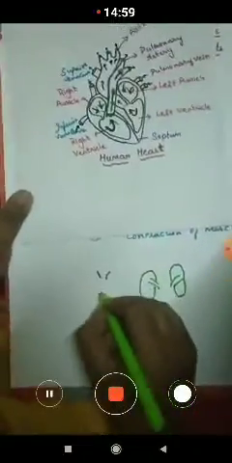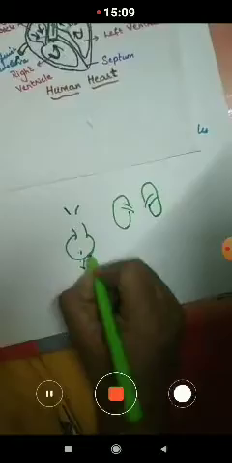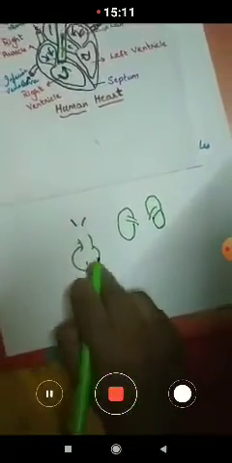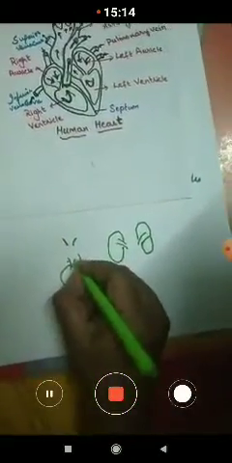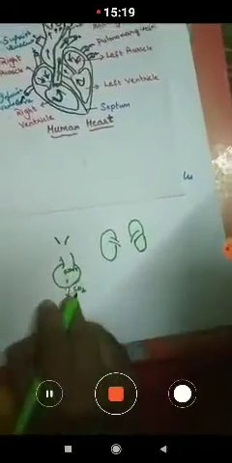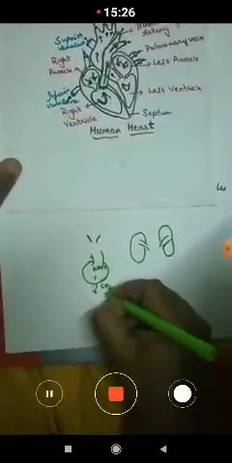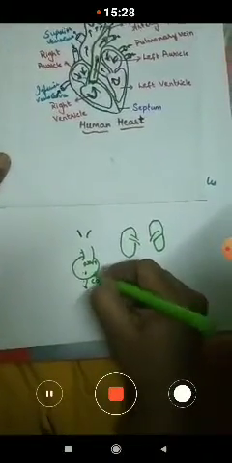I'll draw it like this. In the lungs, what happens? I told you the air sacs are present. In the air sacs, the exchange of gases takes place. Now this pulmonary artery is carrying the carbon dioxide gas. The air which has entered contains oxygen gas. So the hemoglobin, here it is being exchanged.